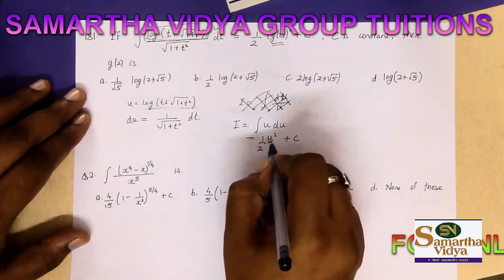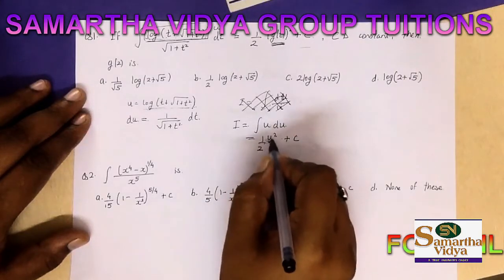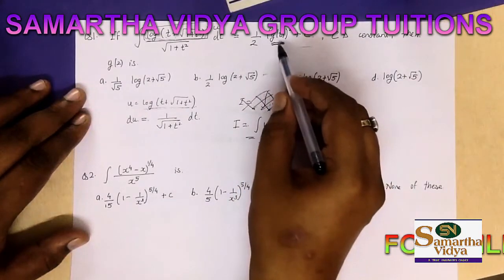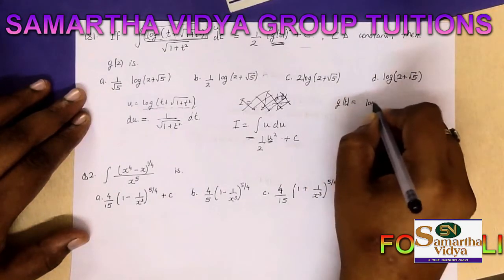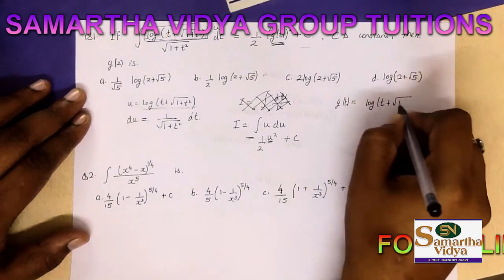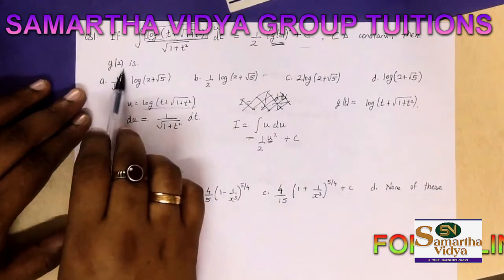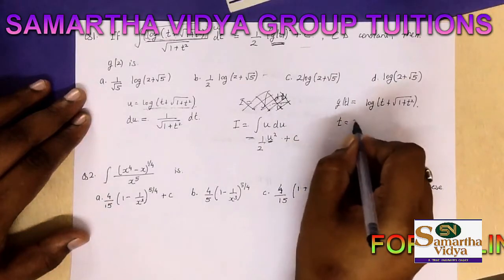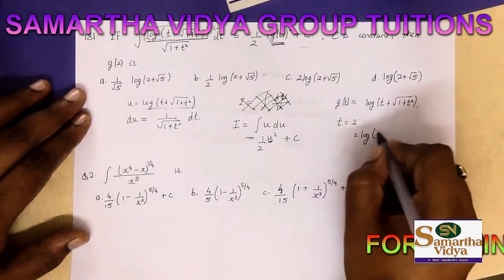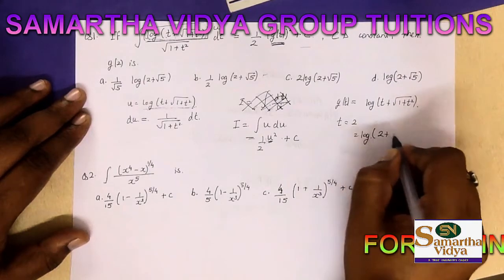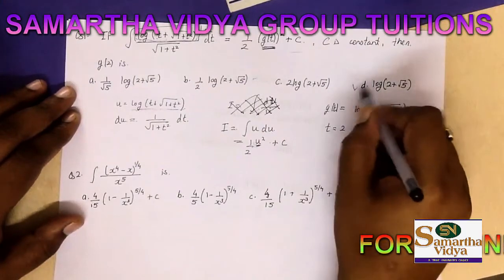If you compare this term with the equation that is given, whatever is squared is nothing but g of t. So my g of t is nothing but log of t plus root of 1 plus t square. Now I need to find g of 2, so I simply substitute t is equal to 2. I will get log of 2 plus root 5. You can see that's nothing but your option D.